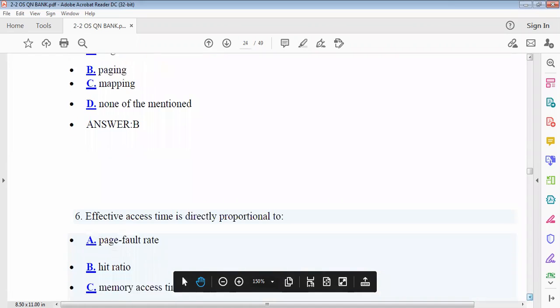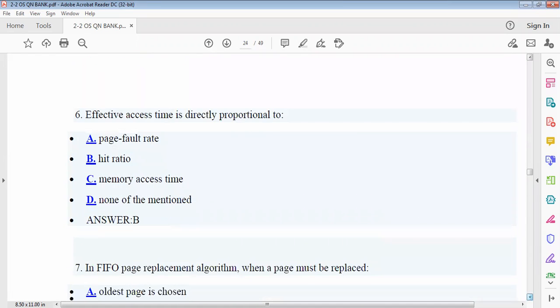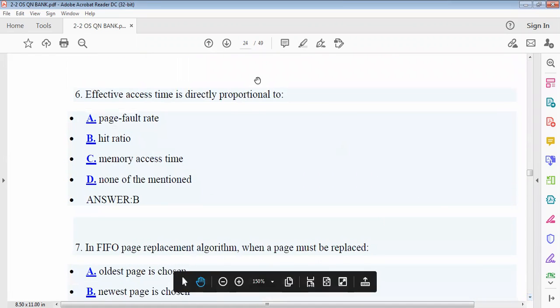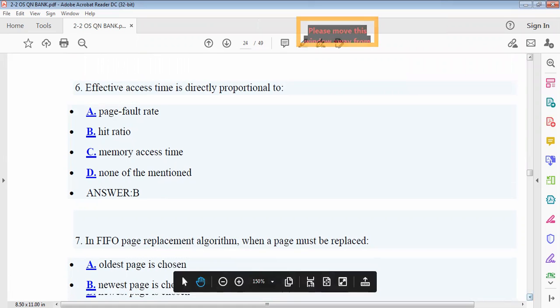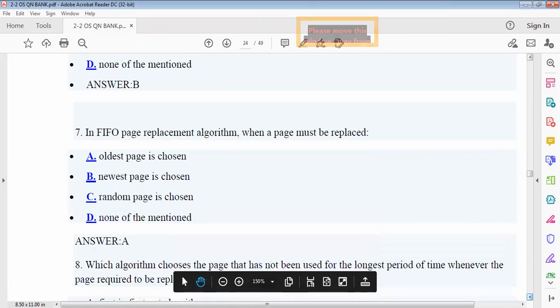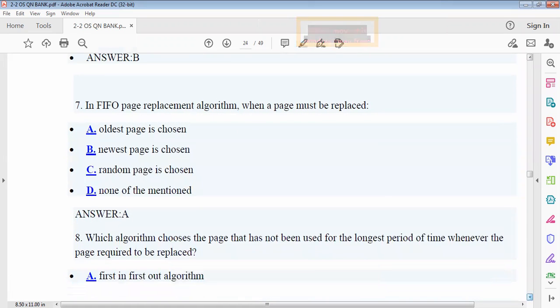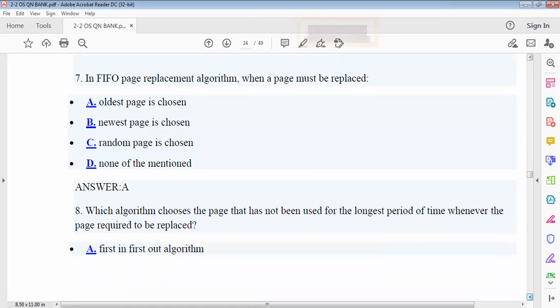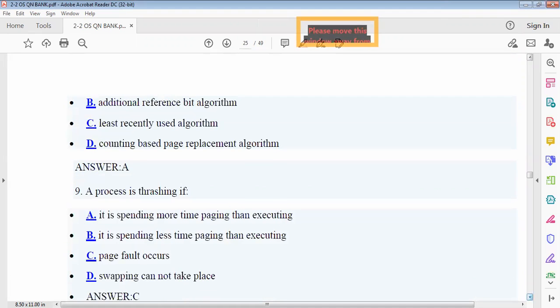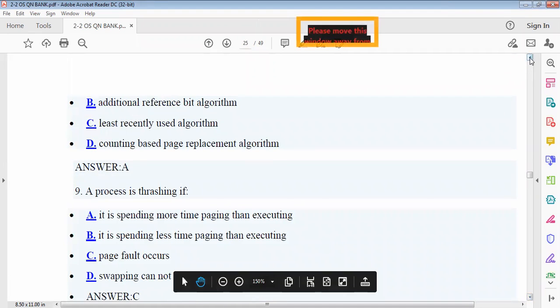Effective access time is directly proportional to? Answer B, hit ratio. Next, in FIFO page replacement algorithm, when a page must be replaced, the oldest page is chosen. Which option is correct?